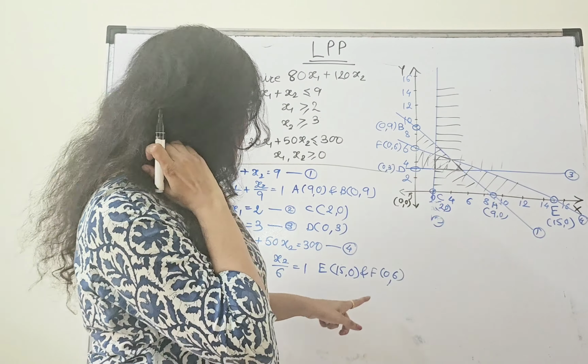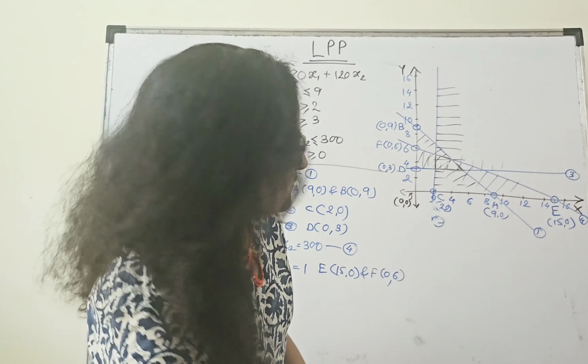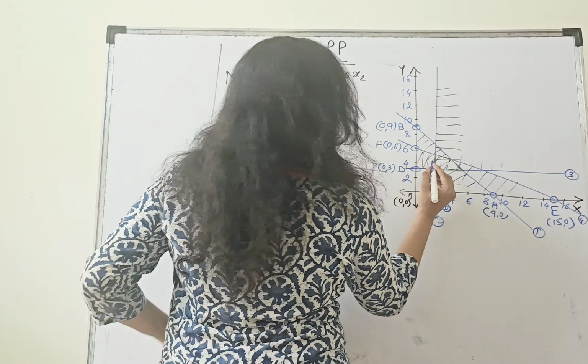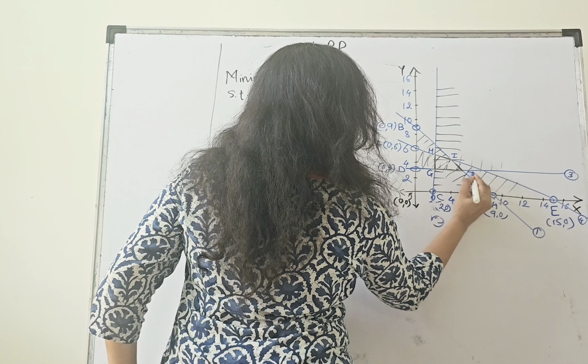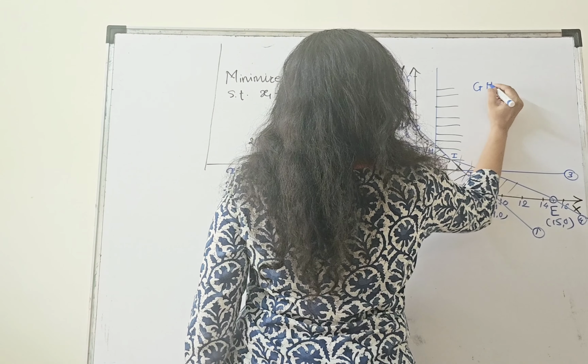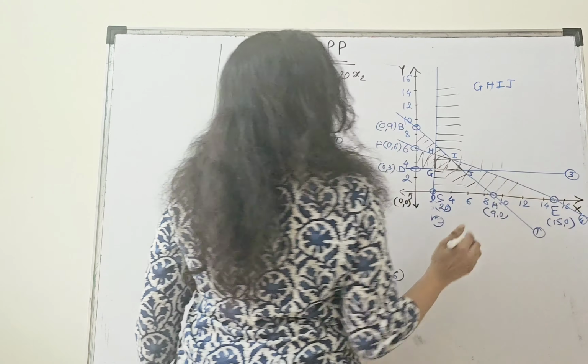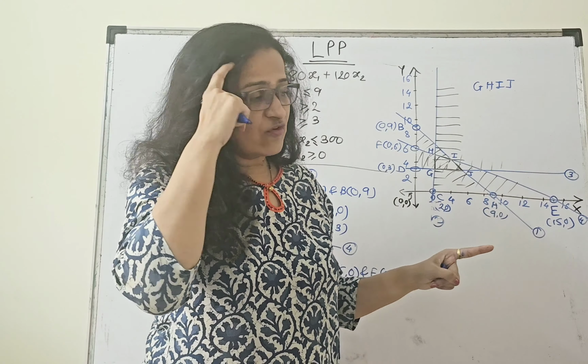Till what point are we done? We are done till F, correct? Let me name these points after F. So this is nothing but G, H, I and J. So what is my feasible region? G, H, I and J. Now I have to find out the coordinates of all of these 4. Yes, we have already seen that.